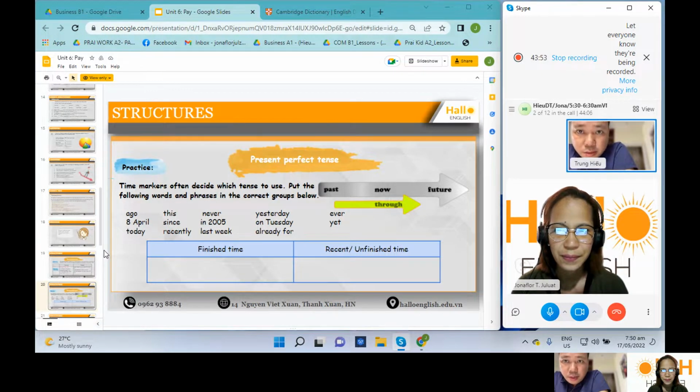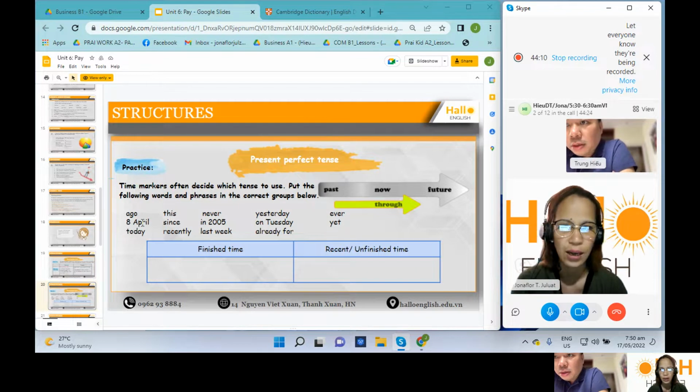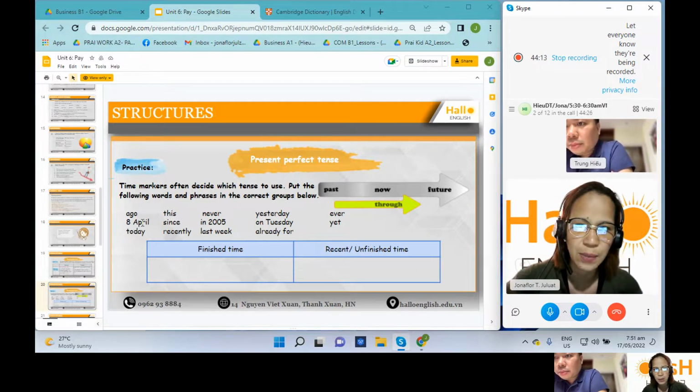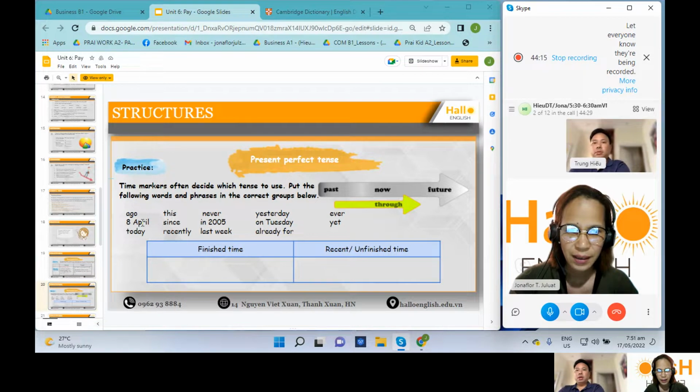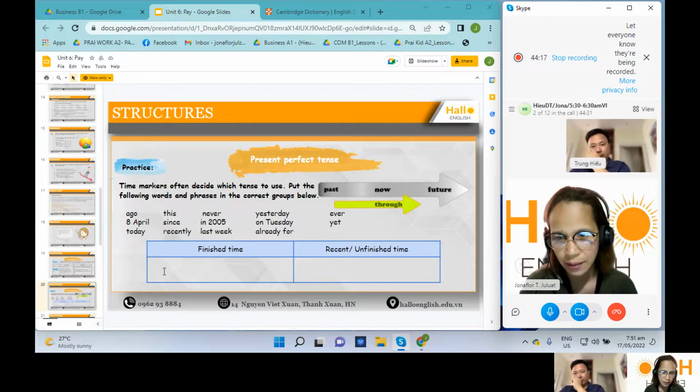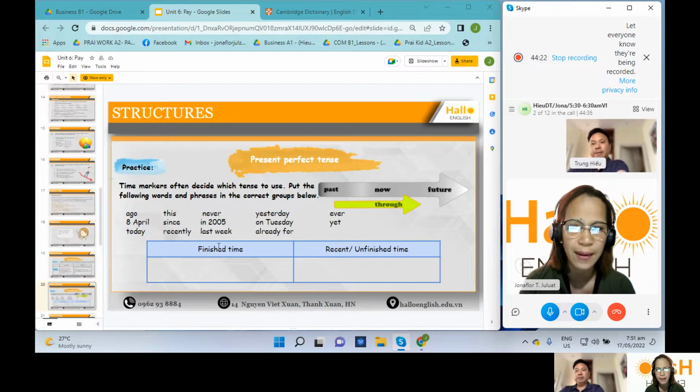Put the following words and phrases in the correct group below. These are some you will use when you use present perfect tense. Can you choose finished time and unfinished time? What are some finished times?